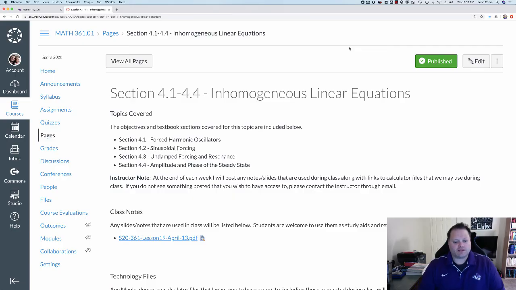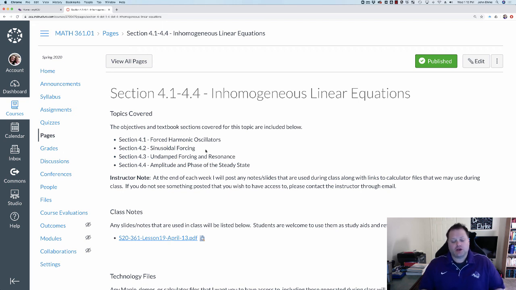Welcome to another lesson. In this episode, we're going to be taking a look at furthering our understanding of inhomogeneous linear equations. On Monday of this week, we looked at the materials in lesson 19, which were covering sections 4.1 and 4.2, which were basically showing you how to solve an inhomogeneous linear equation using one of two techniques.